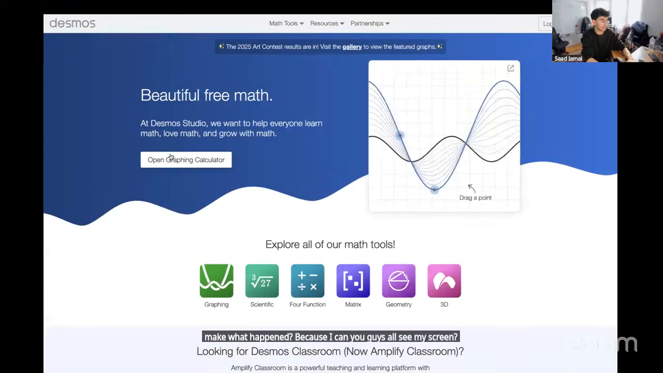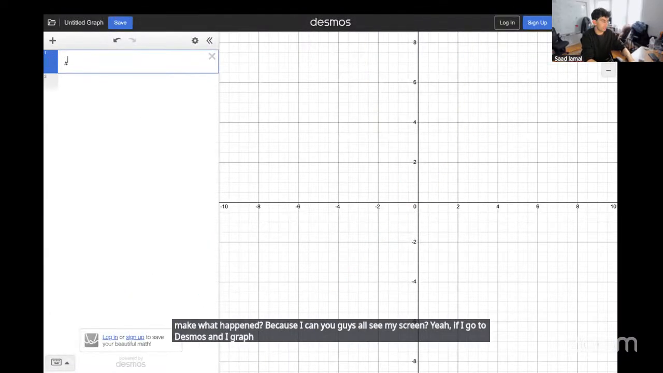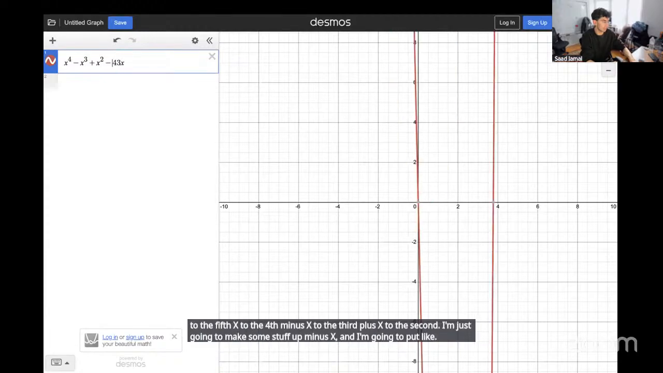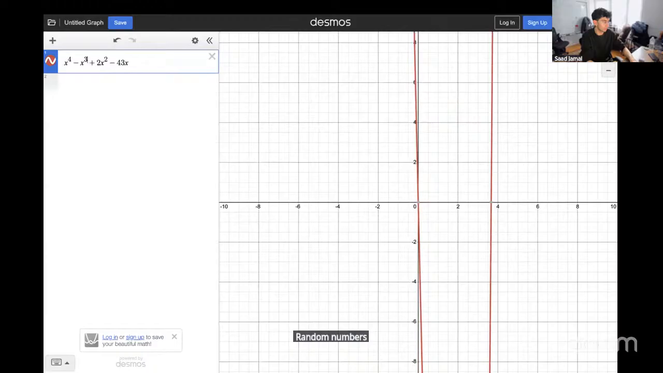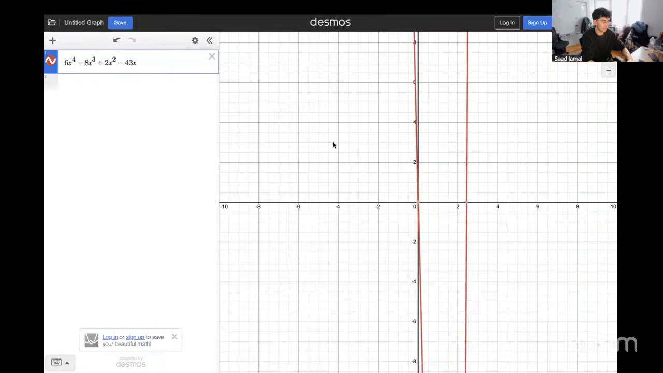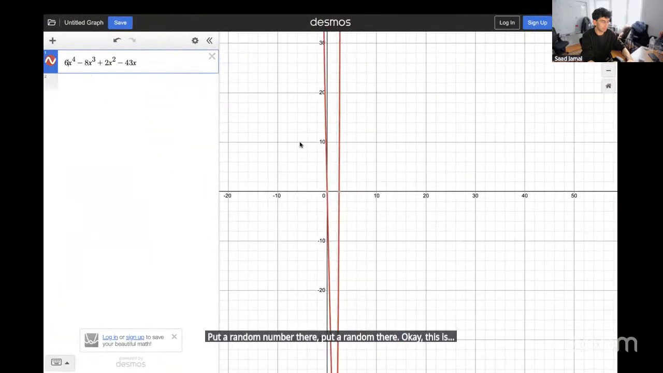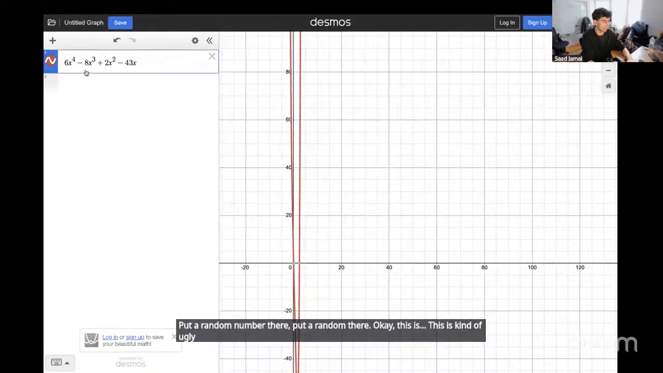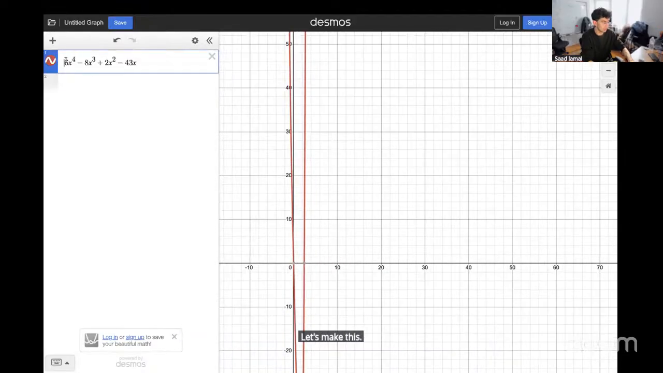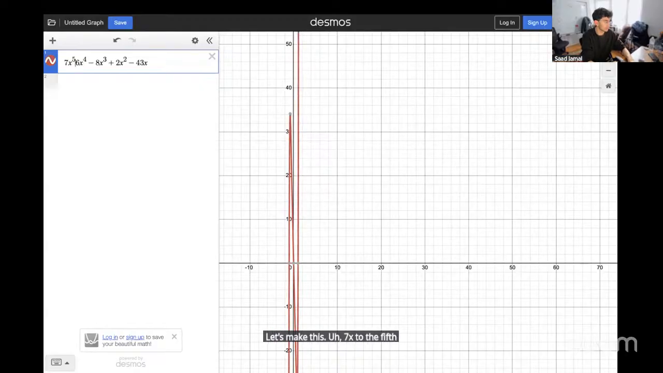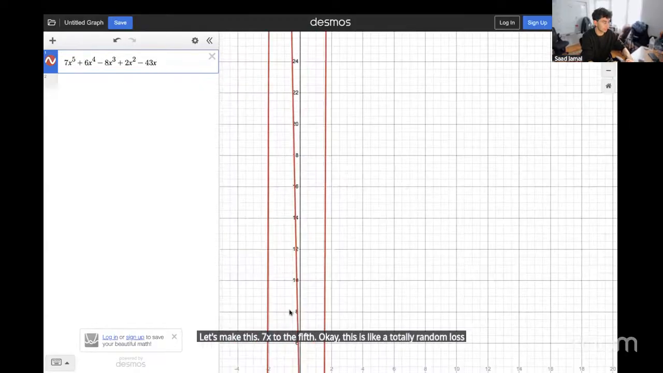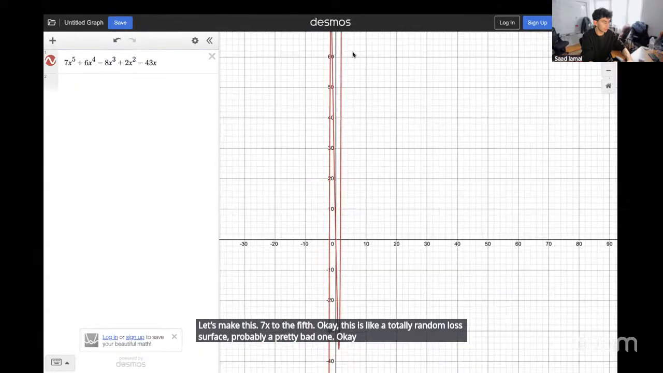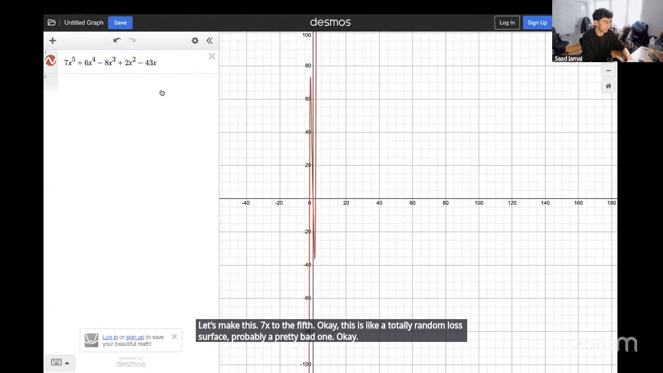If I go to Desmos and I graph x to the fifth, x to the fourth minus x to the third plus x to the second minus x, I'm just going to make some stuff up and put random numbers on this. Let's make this 7x to the fifth. Okay, this is a totally random loss surface. Probably a pretty bad one. This is a bad example.